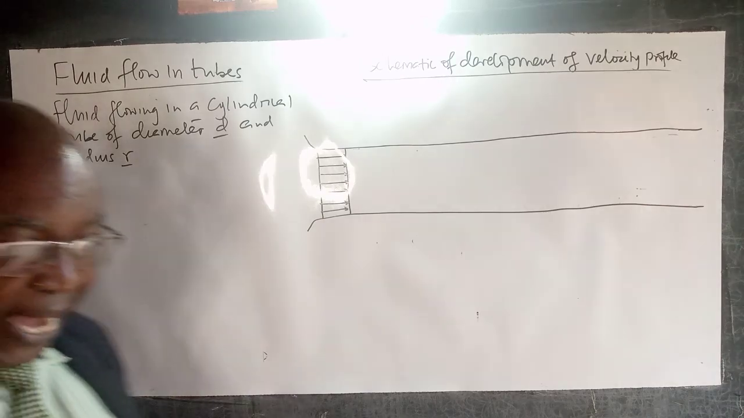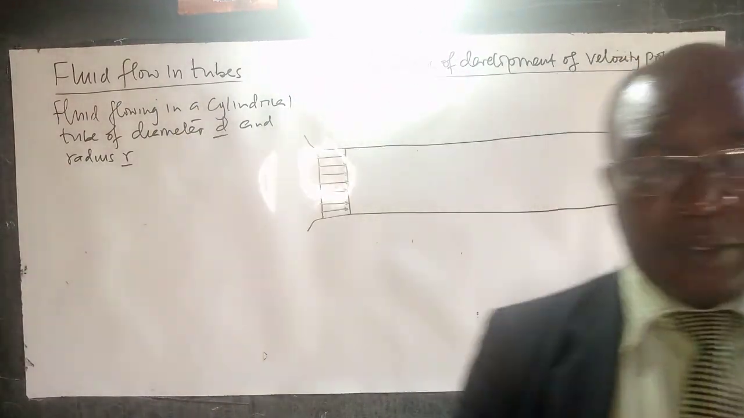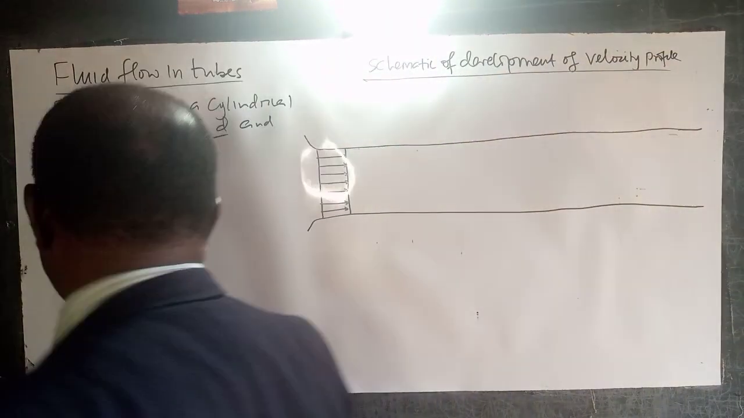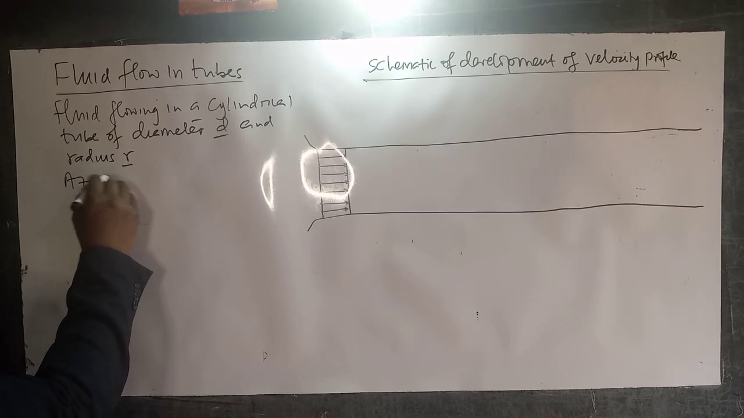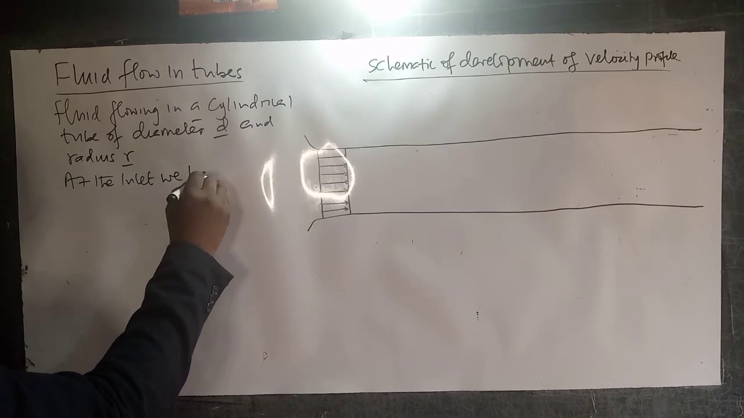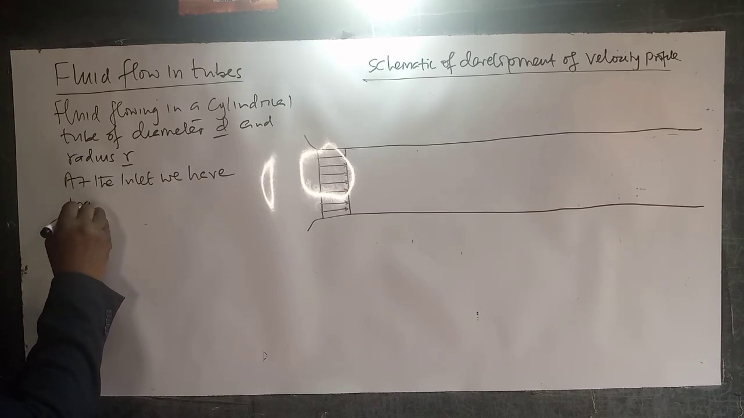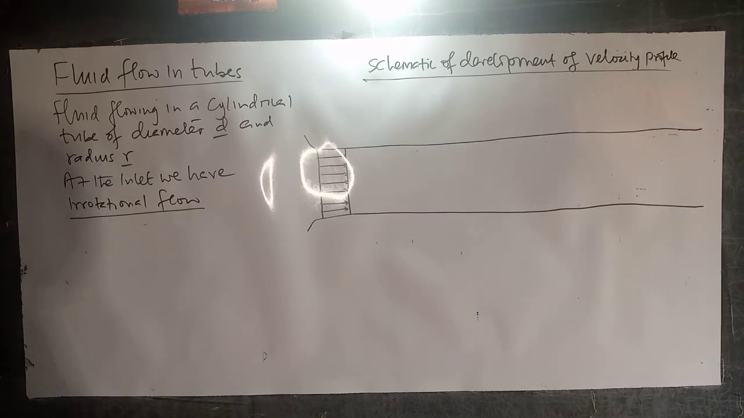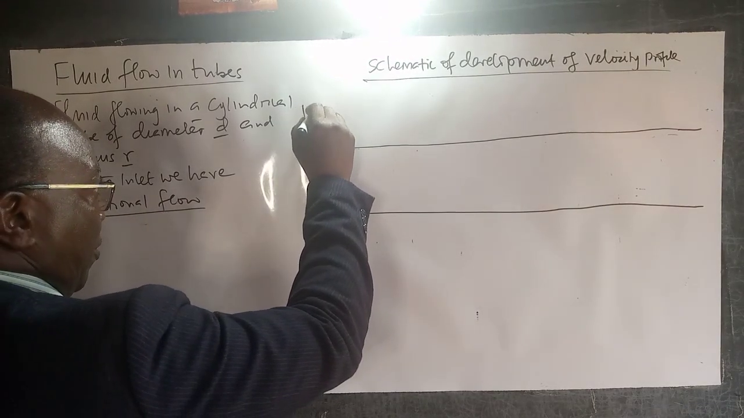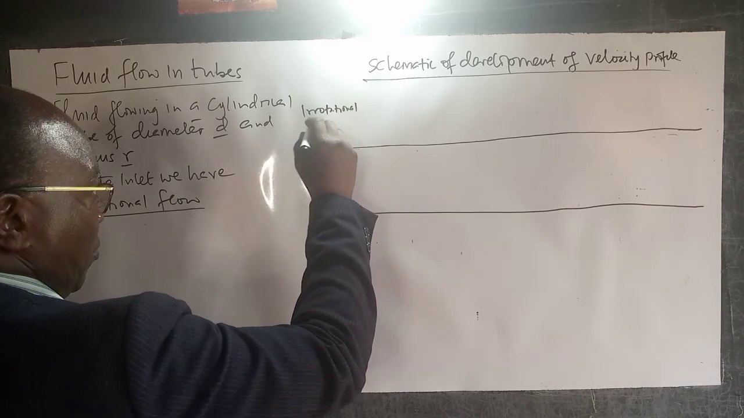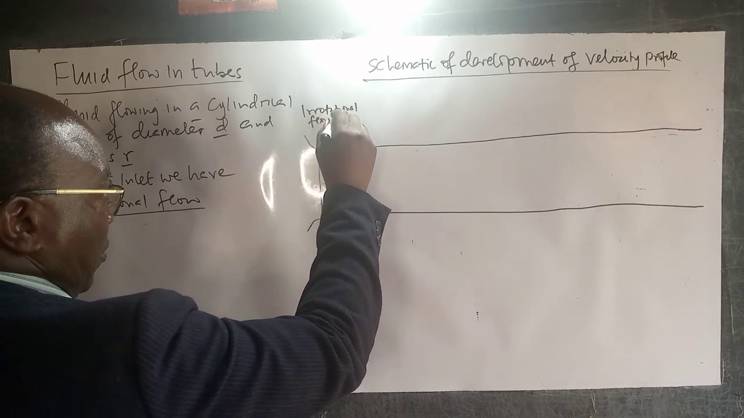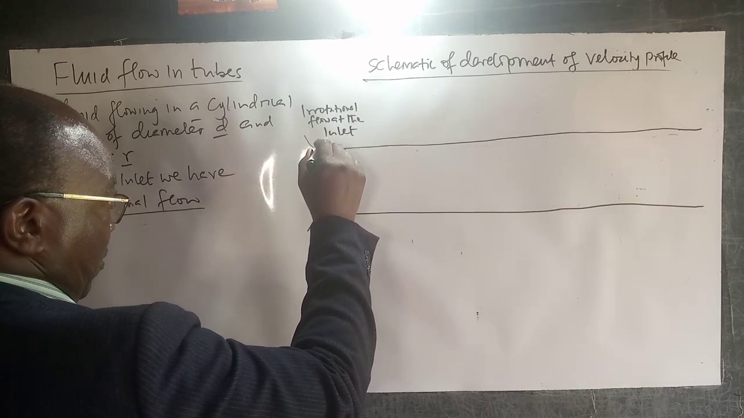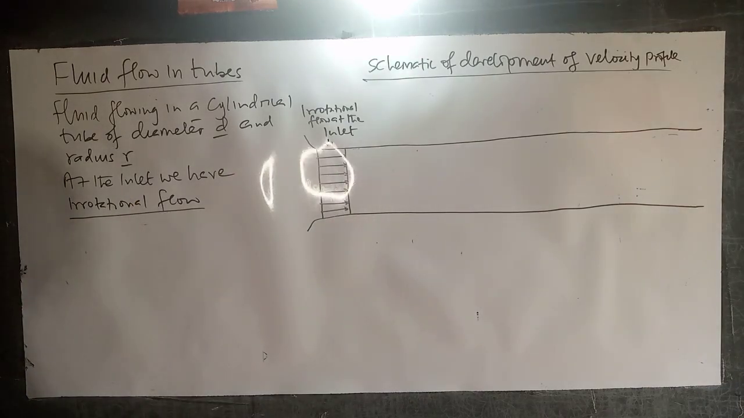at the inlet there we have an irrotational flow. At the inlet we have an irrotational flow. Let's just note that. Irrotational flow. And that's a very important term. So inlet region, so irrotational flow. So we have the irrotational flow at the inlet.